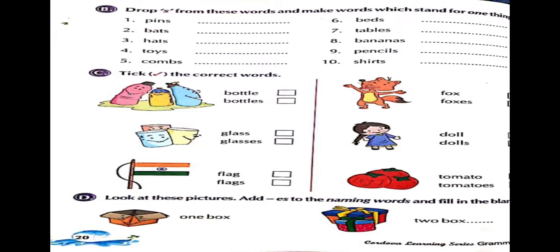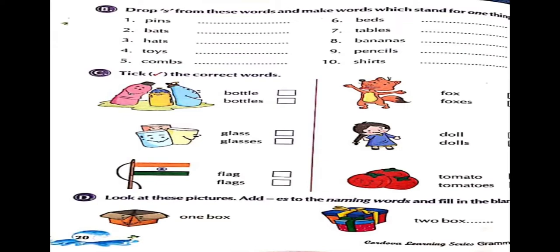Tick the correct words. So, you have to look at the picture and tick the correct word. So, in the first picture, what you can see? It is a picture of bottle. So, how many bottles are there? There are 3 bottles. That is more than 1. So, which word you will tick? Bottle or bottles? You will tick bottles. Understood?